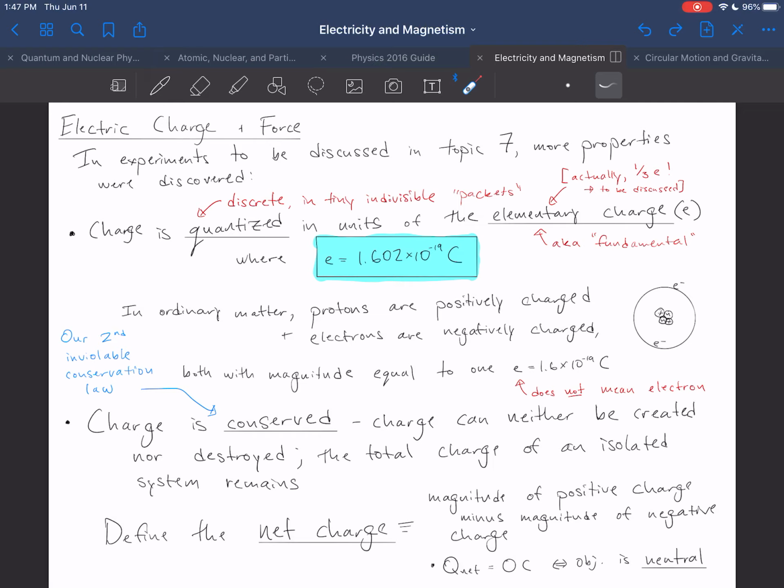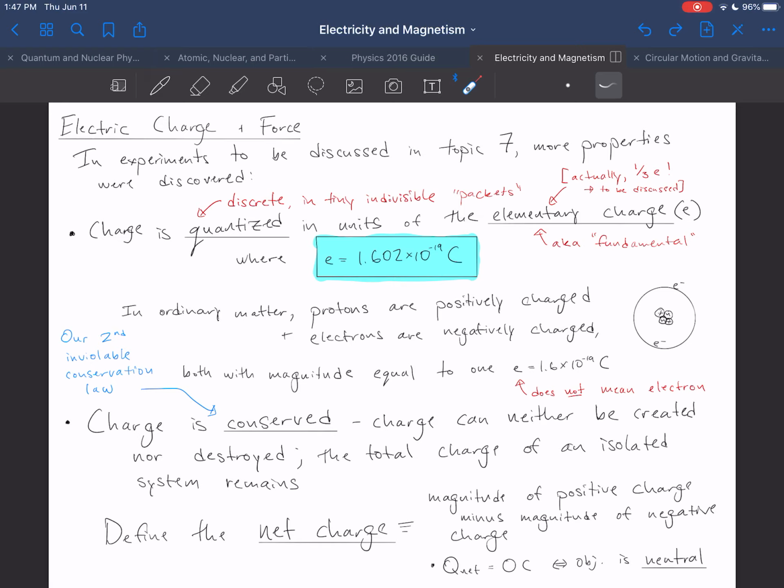And this amount of charge is known as the elementary charge, symbolized with an e. Fair warning, that e does not mean electron, although it is the same as the charge on an electron. It is also the same as the charge on the proton. You have to be a little bit careful. Sometimes this amount of charge, known as the elementary charge, is referred to as the fundamental charge.